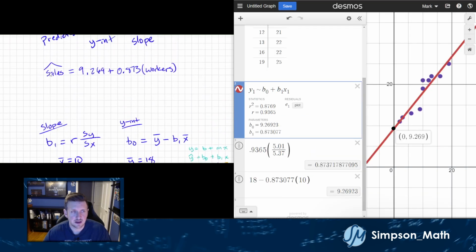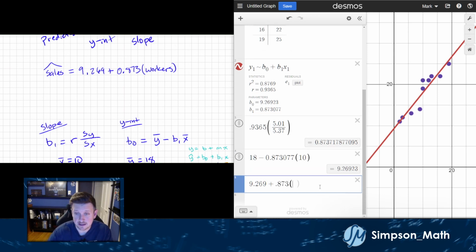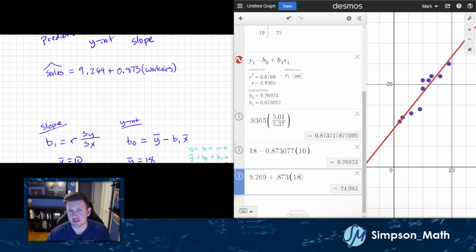And I'm just going to take sales hat equals 9.269 plus our slope, 0.873, times, instead of workers, I'm going to put in 18. Because I'm replacing the number of workers with an actual number of workers that we're looking at, which is 18. So then when I do that, I get 24.983 in terms of dollars.